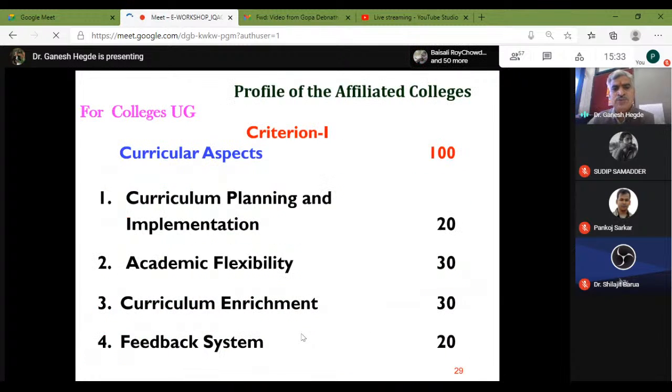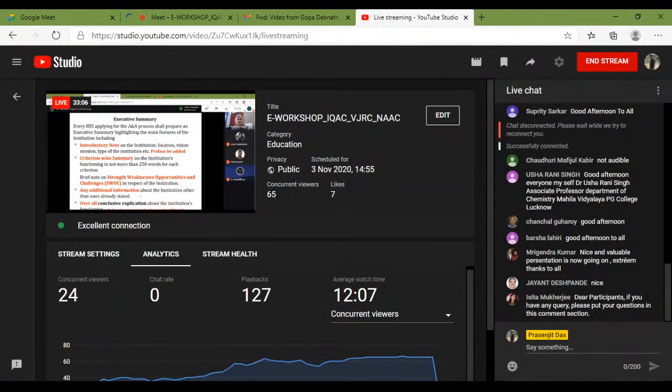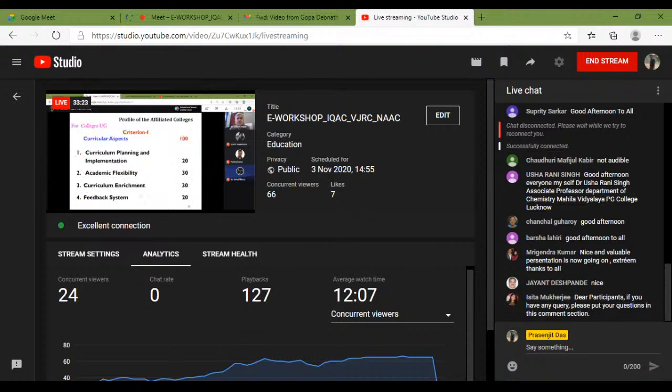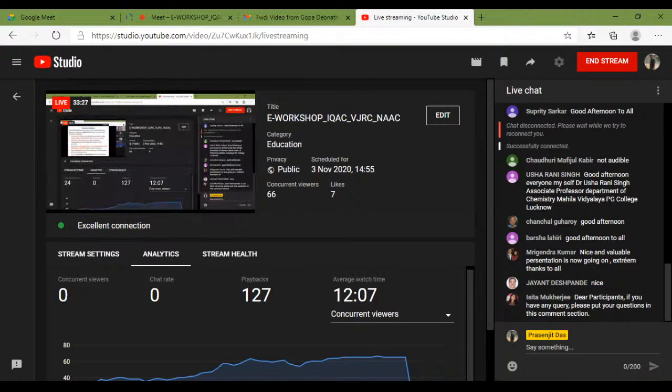Now I will quickly go through the 7 criteria. Some of the things from the NAAC perspective, some of the things from the institutional perspective, I'll share based on our experiences. What needs to be done by the colleges, I will share with you what some of the colleges have done, so that it will help you better understand the qualitative metric and the quantitative metric.